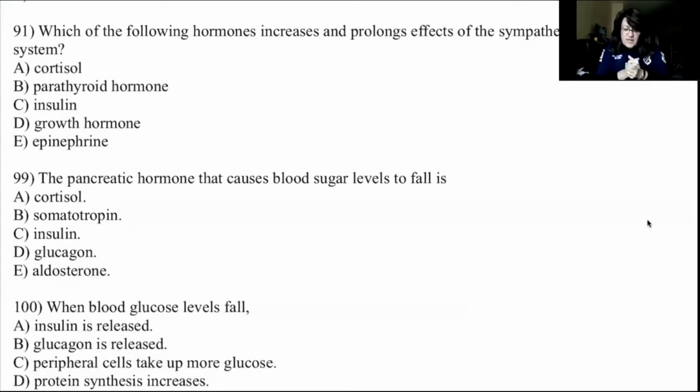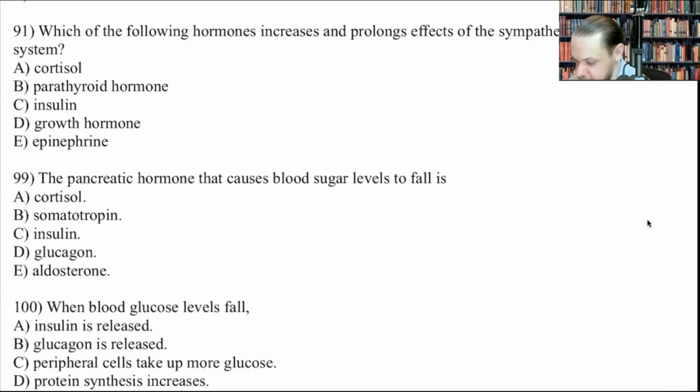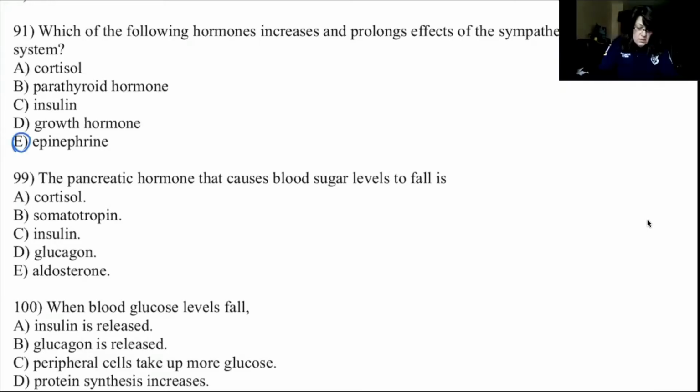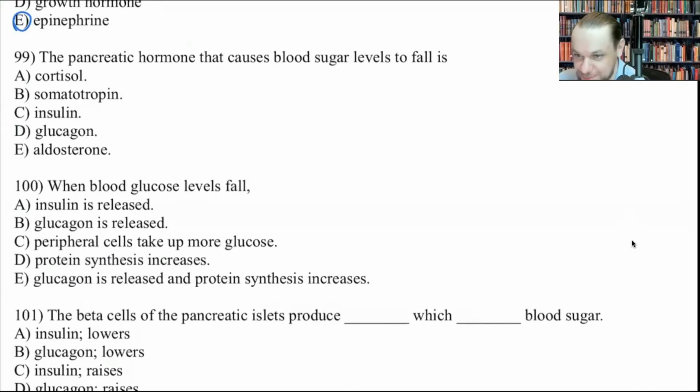The adrenal, yeah, okay, we did the adrenal. 91, you said, which of the following hormones increases and prolongs effects of the sympathetic nervous system? It has to be epinephrine. Epinephrine is correct, right? That's direct, right? That was easy. 99. Ian, 99.